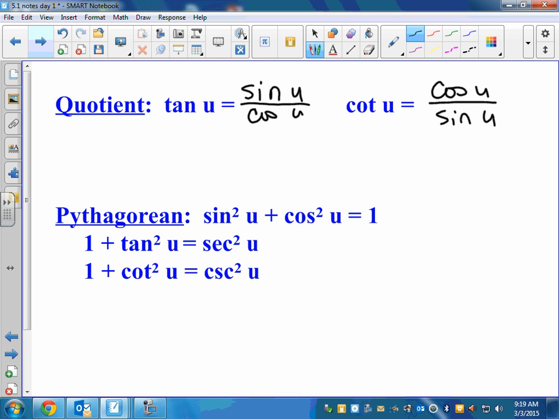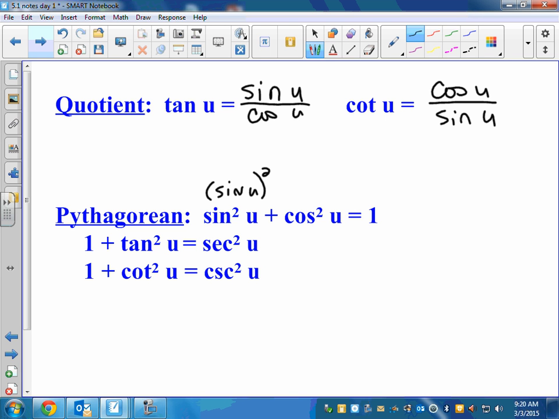And remember that when we square a trig function, we put the square next to the trig function. So this sine squared u would be like taking the sine of u and then squaring it, but instead of having to put parentheses around it, we just put the square next to the trig function. But that's what that means. Sine squared u plus cosine squared u will always equal 1. 1 plus tangent squared of u equals secant squared of u. And 1 plus cotangent squared of u equals cosecant squared u.